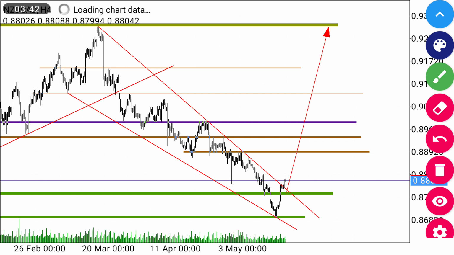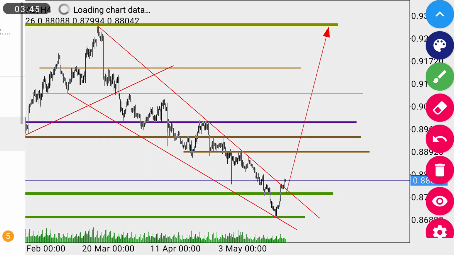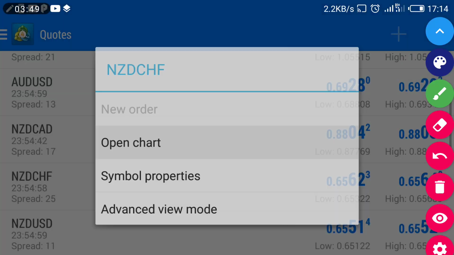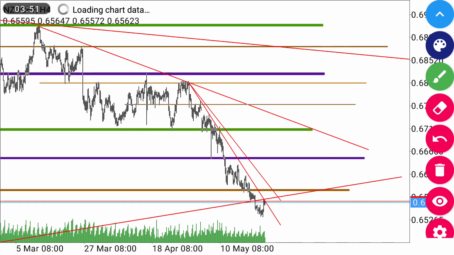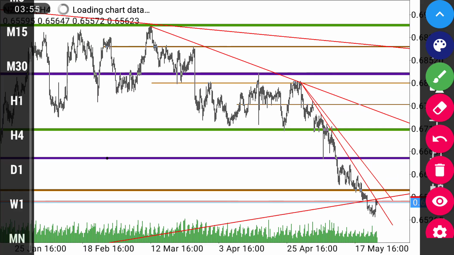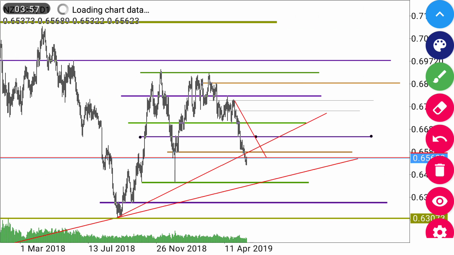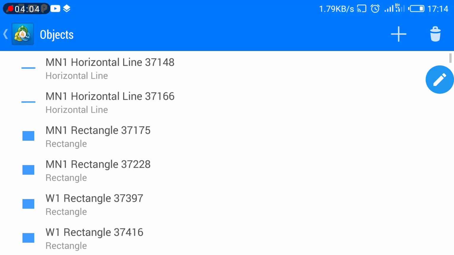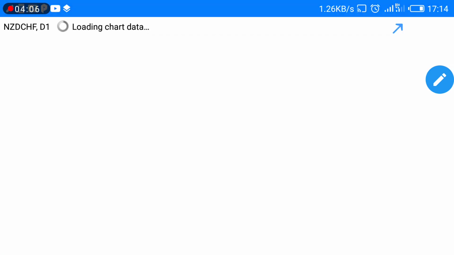Another pair which we're going to be focusing on for the coming week is NZD/CHF. For NZD/CHF for the coming week, we're going to be looking for a bearish direction. Let's go to the day one time frame. The reason it is bearish for the coming week is because of the market structure which can be observed.